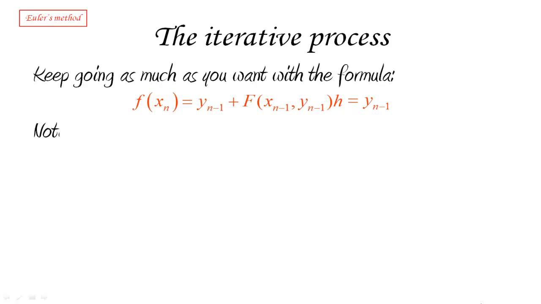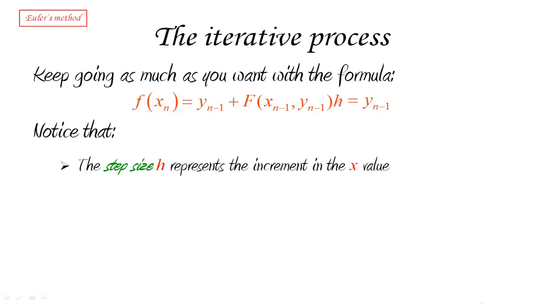So notice a few things here. The step size h represents the increment in the x value. It tells us how far we want to move from one point to the next along the x-axis. So that's, if you want, the delta x that we have used also in the past.